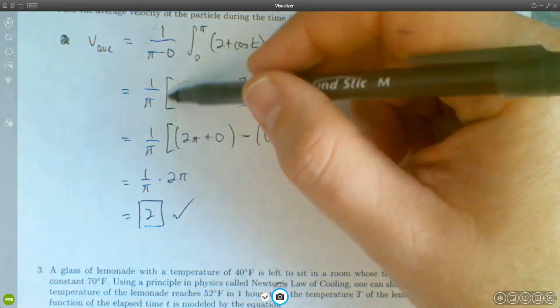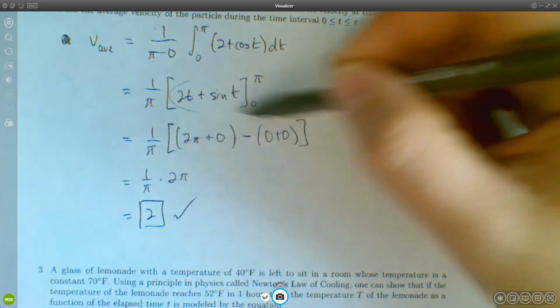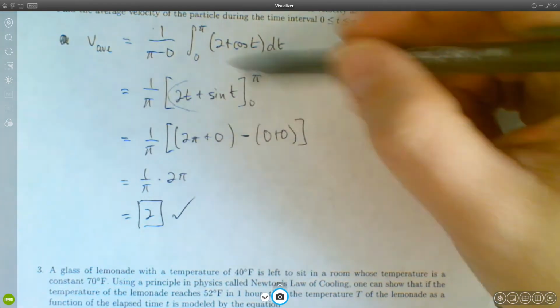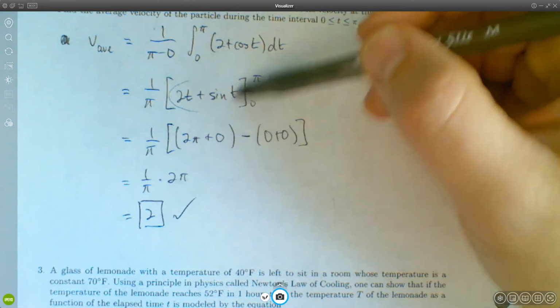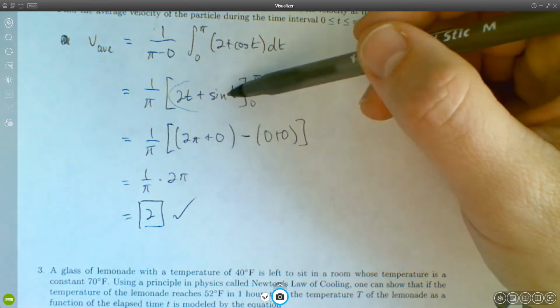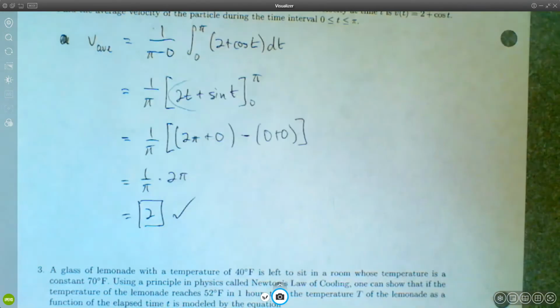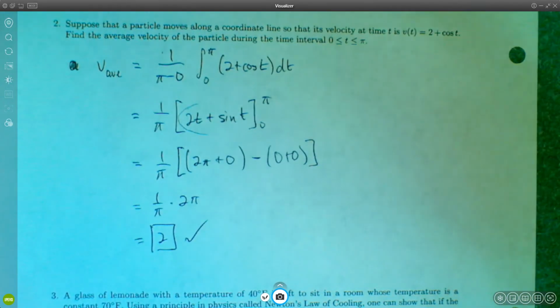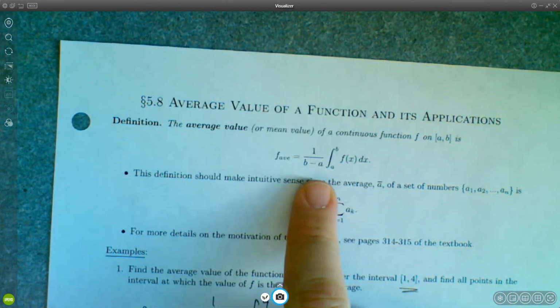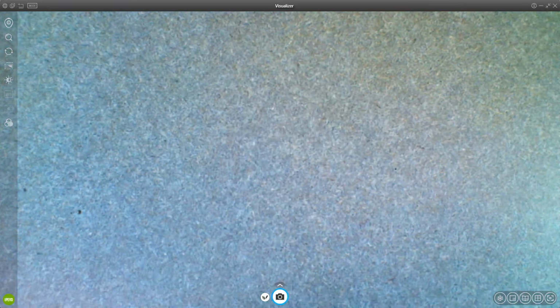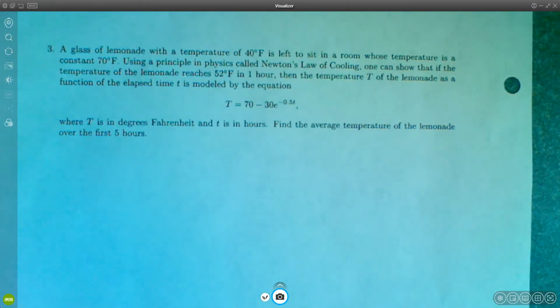And again, you can verify this by, well, I guess we kind of did that, right? We kind of did the same thing. It would be the position at pi minus the position at 0 divided by pi minus 0, which is exactly what we did. So that gives you some more intuition as to why this formula is correct, right? But anyway, one more.